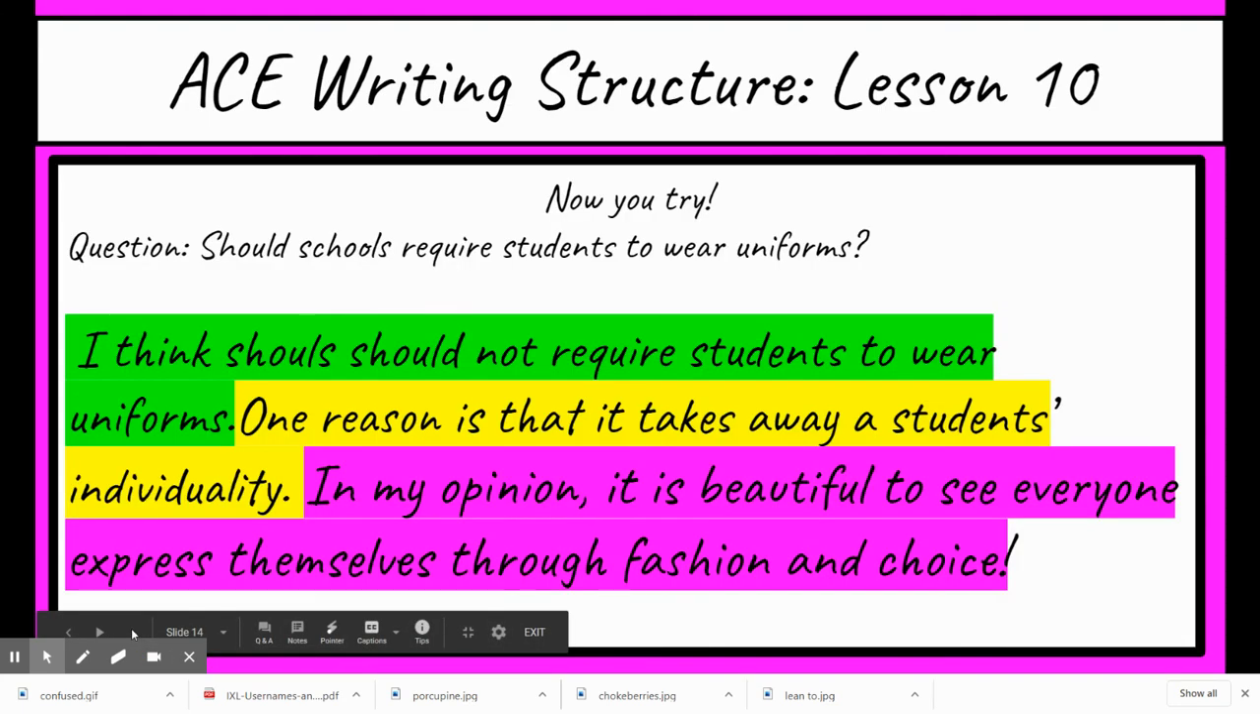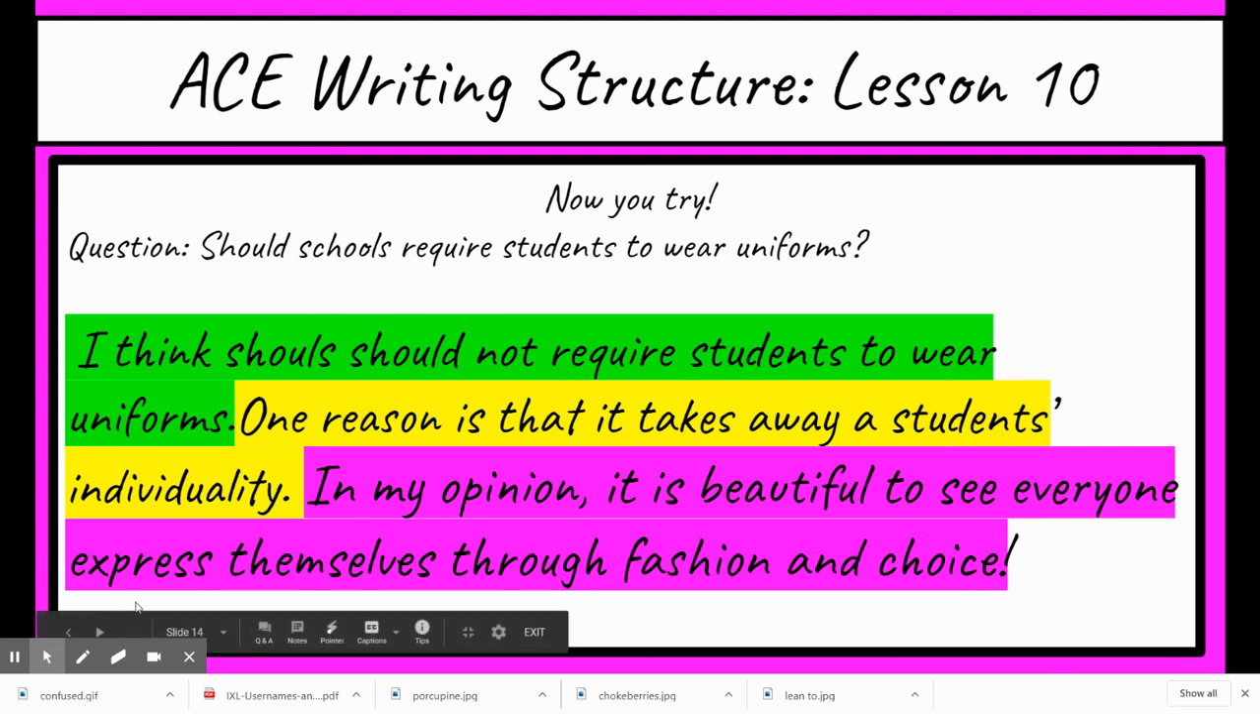Good. I'm sure we all have different answers, but here's an example response written in ACE to the question, should schools require students to wear uniforms? I wrote, I think schools should not require students to wear uniforms. One reason is that it takes away a student's individuality. In my opinion, it is beautiful to see everyone express themselves through fashion and choice.